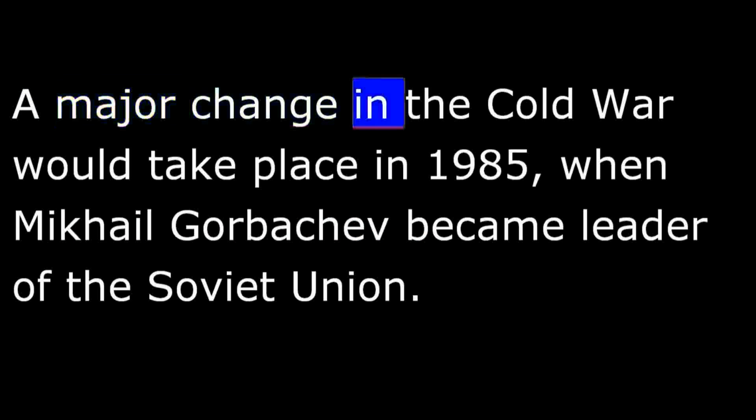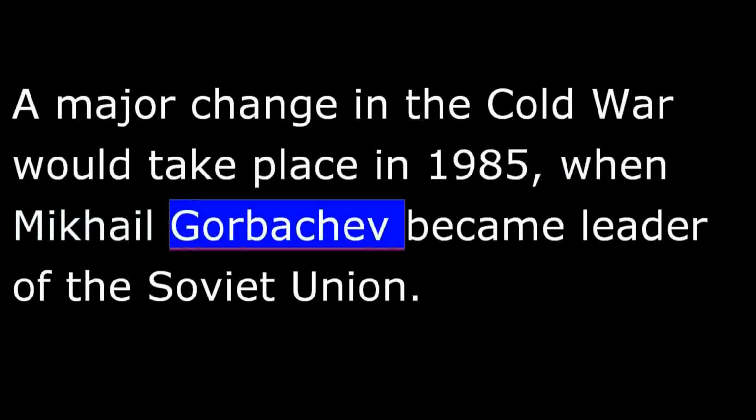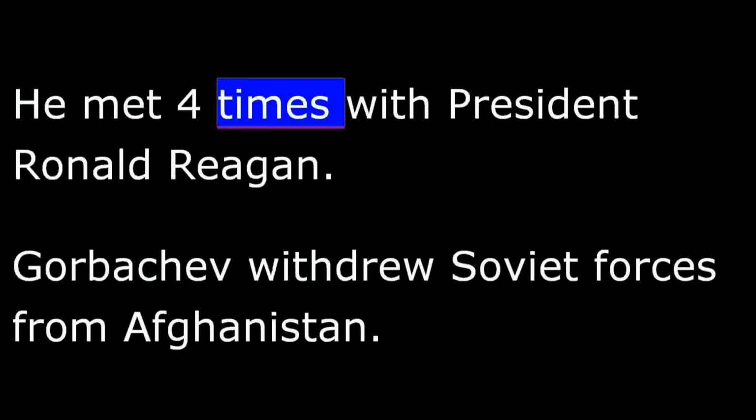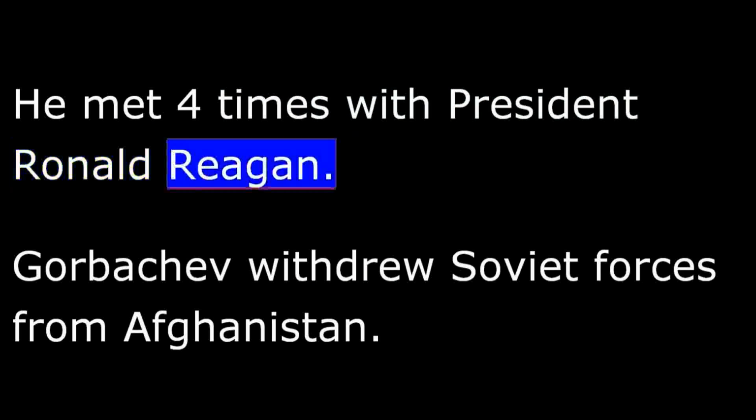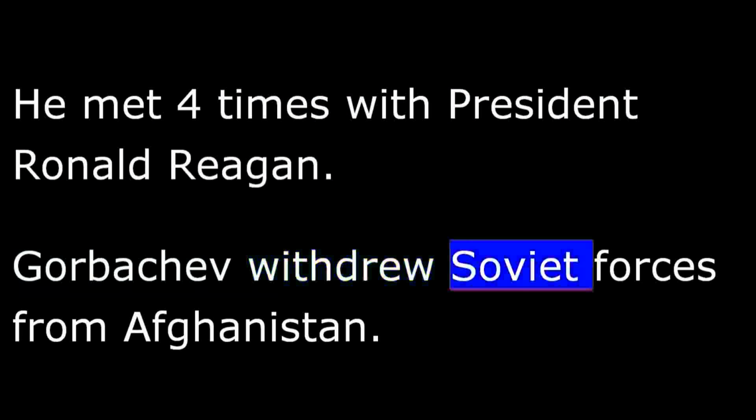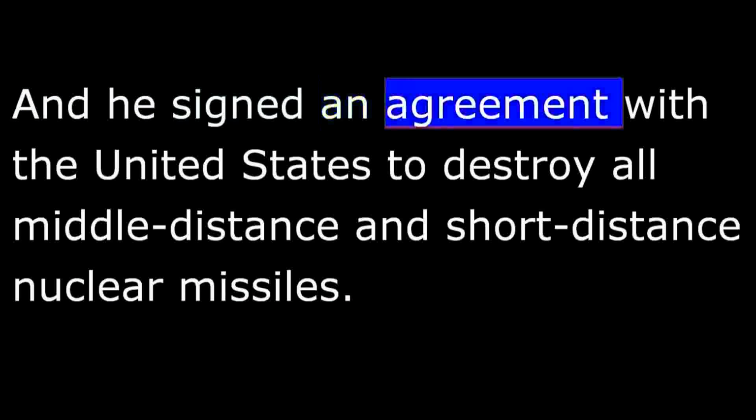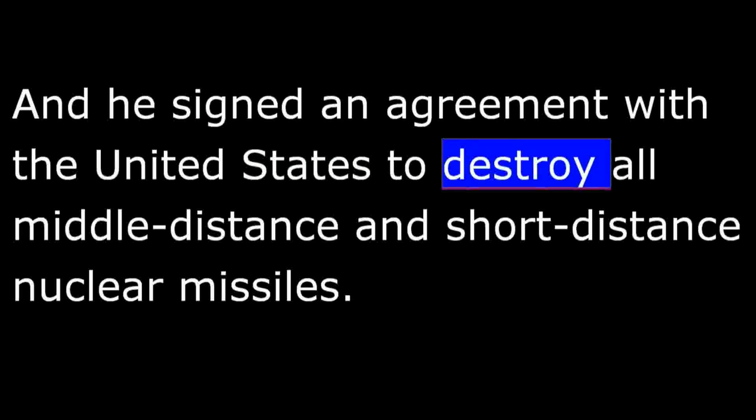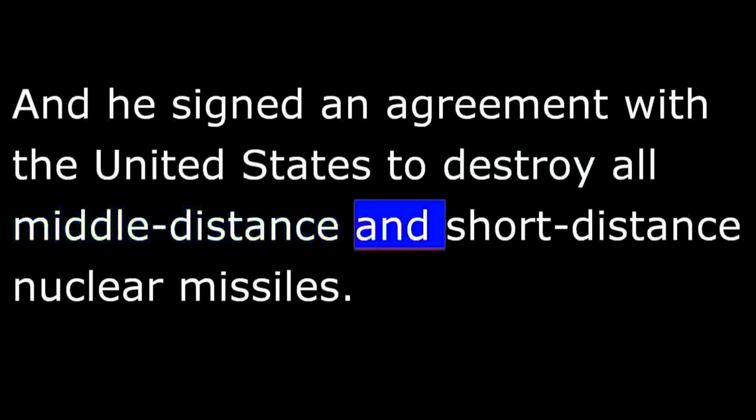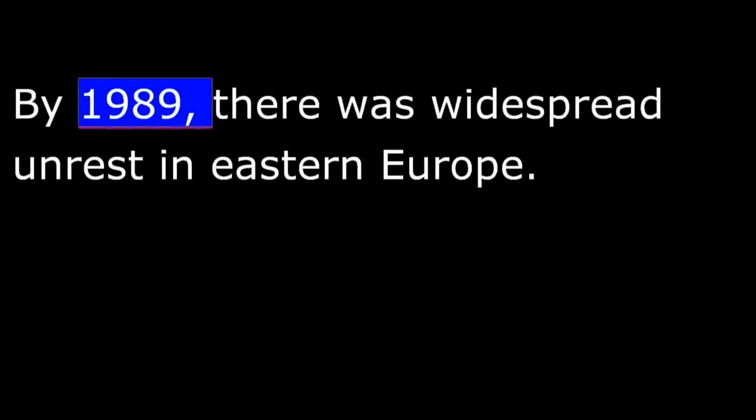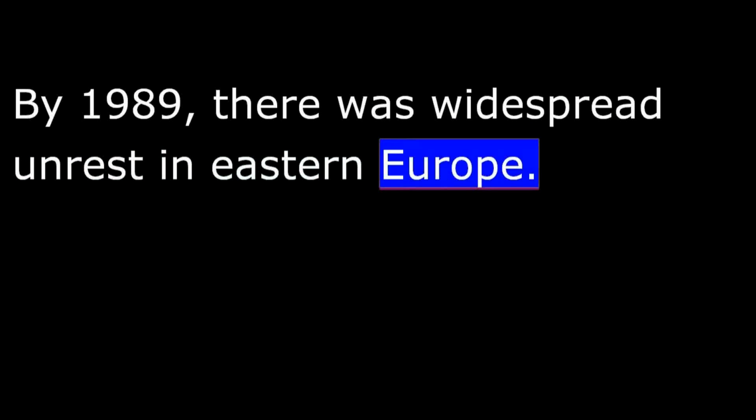A major change in the Cold War would take place in 1985 when Mikhail Gorbachev became leader of the Soviet Union. He met 4 times with President Ronald Reagan. Gorbachev withdrew Soviet forces from Afghanistan, and he signed an agreement with the United States to destroy all middle-distance and short-distance nuclear missiles. By 1989, there was widespread unrest in Eastern Europe.